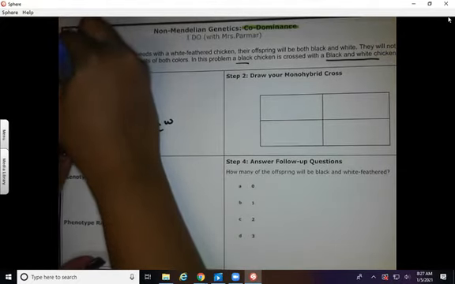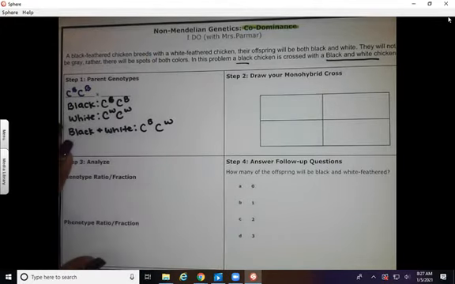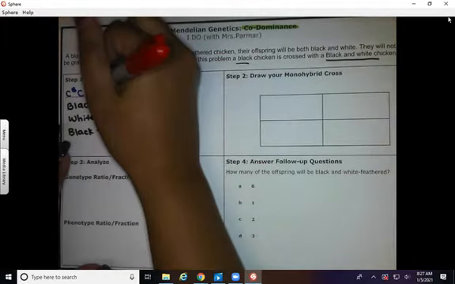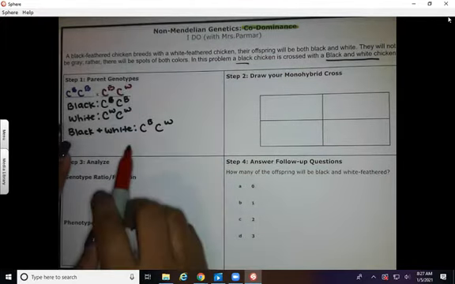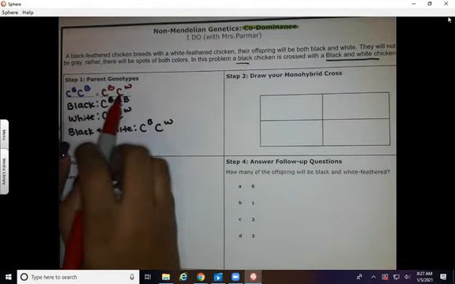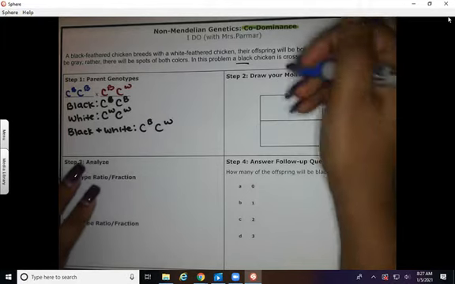In this problem, a black chicken, that's one parent, I'm going to do CB CB, is crossed with a black and white chicken. So that is CB CW. So I'm using my key to help me. Alright, now I've got to cross them in the Punnett square. So let's go ahead and bring this over.